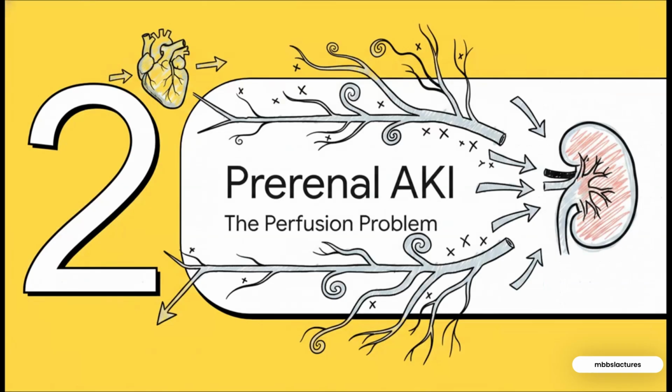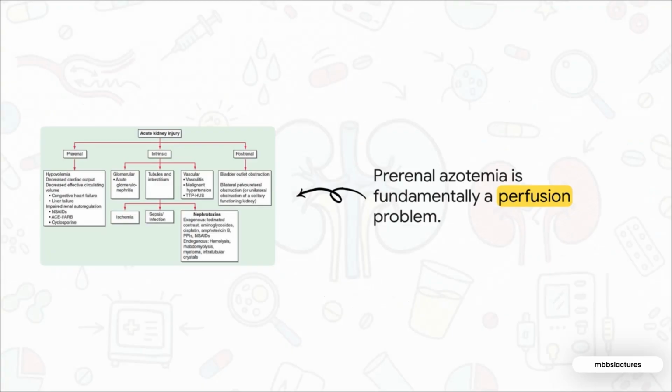Moving on to Section 2, pre-renal AKI, the perfusion problem. This is exactly what it sounds like. It happens before blood even reaches the kidney. So pre-renal azotemia is fundamentally a perfusion issue. The kidney tissue itself, initially, is totally undamaged. The precipitating event is systemic. Think profound hypovolemia from a major hemorrhage, decreased cardiac output from heart failure, or a disruption in renal autoregulation.